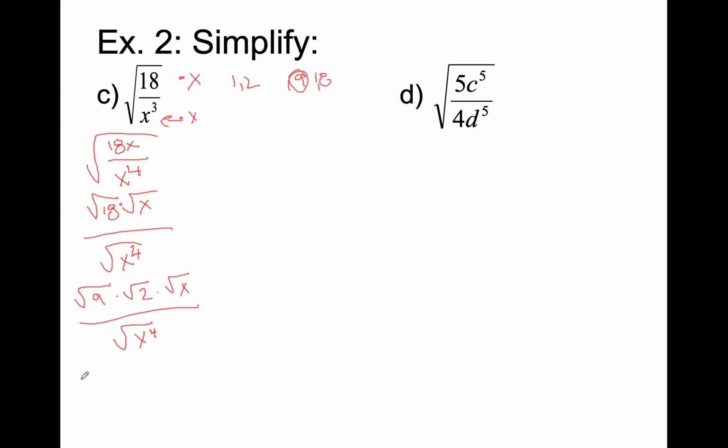Now I can just evaluate. So let's see, radical 9 is 3. Radical 2 is not a perfect square. We leave it. Radical x, not a perfect square. All over, well, radical x to the fourth, that is x squared. My last step is I'm going to combine these two radicals right here. So my final answer is 3 times radical 2x, using the product property, all over x squared.